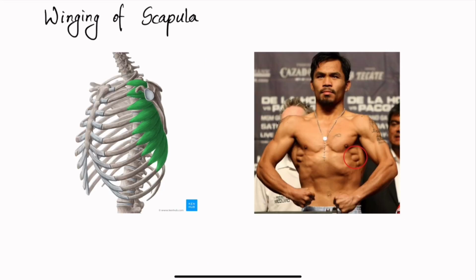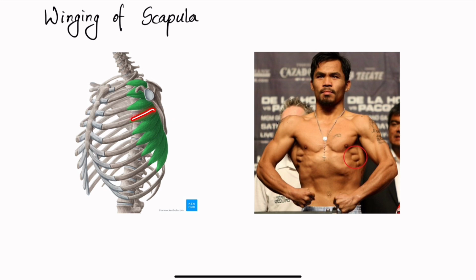Now let's look at the clinical features of scapula or clinical anatomy of scapula. Winging of scapula. This serrated muscle right here, which is present anterior to scapula, is the serratus anterior muscle. In this guy right here, the serratus anterior muscle is present right here. It is serrated and present in front of the scapula, so called serratus anterior.